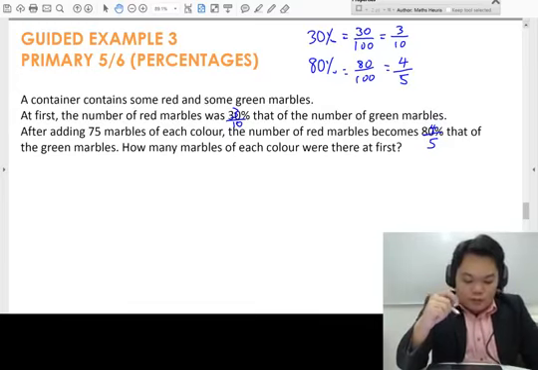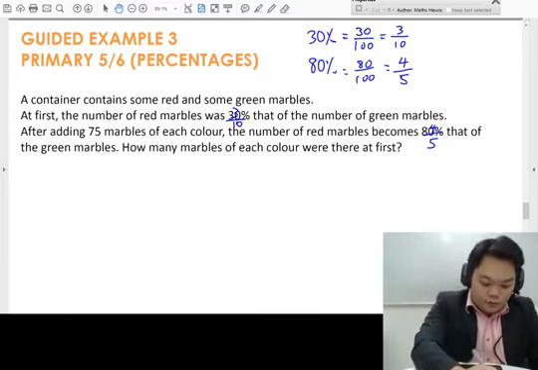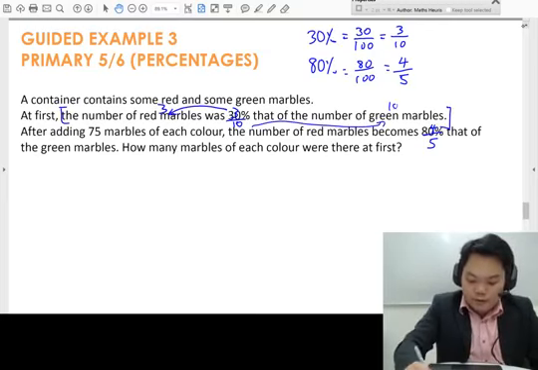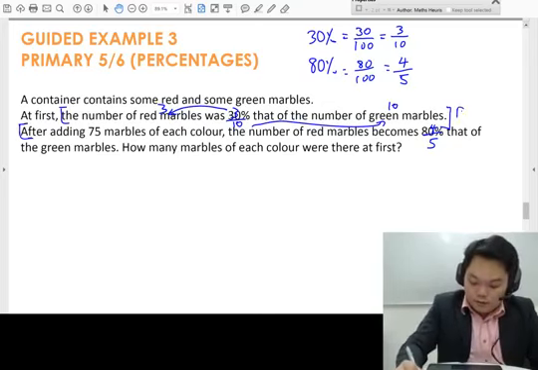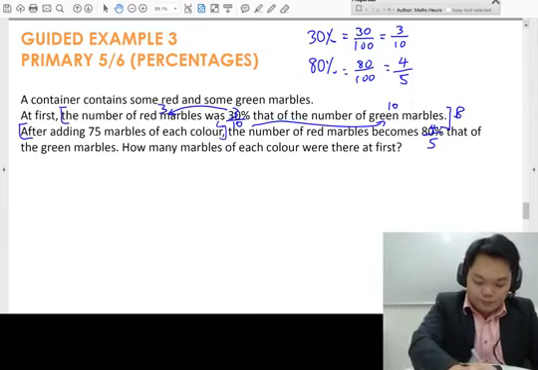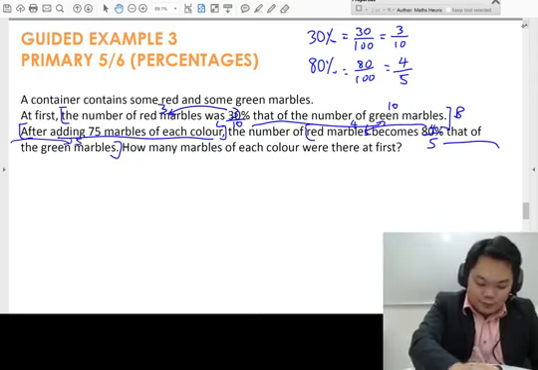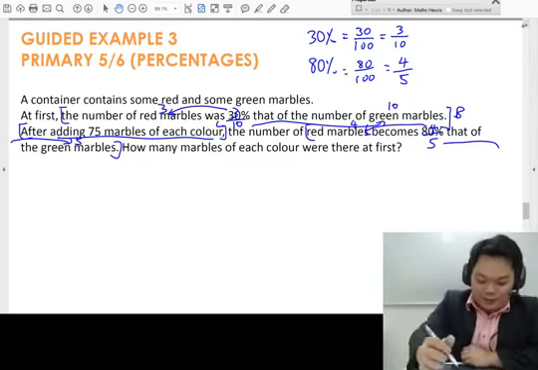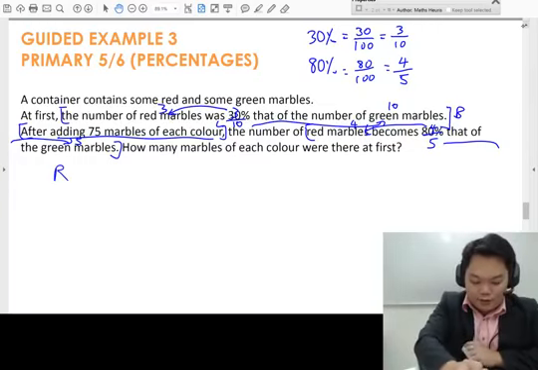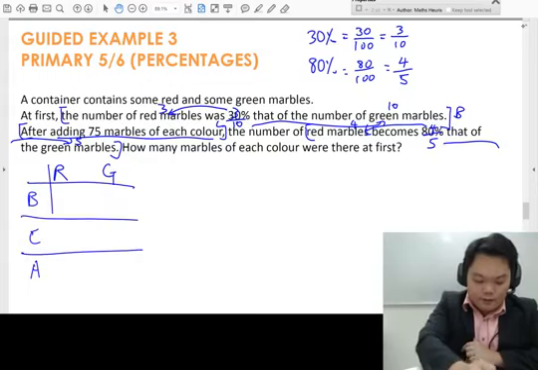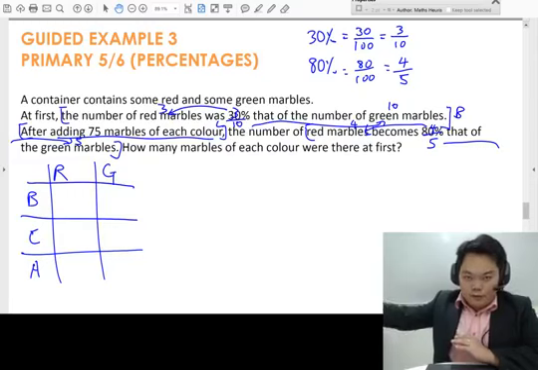How many marbles of each color were there at first? Okay, so this was before anything happened. 3 goes to red, 10 goes to green. This is your change. Red to green becomes 4:5. 4 goes to red, 5 by right should come here, then come here, and 5 goes to green. How many marbles of each color were there at first? So you got red and you got green. Before, change, and after. Okay. So that was just interpreting the problem.